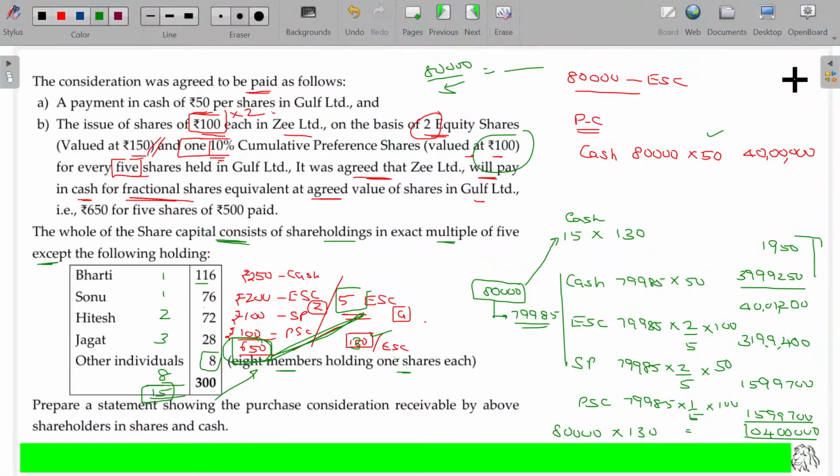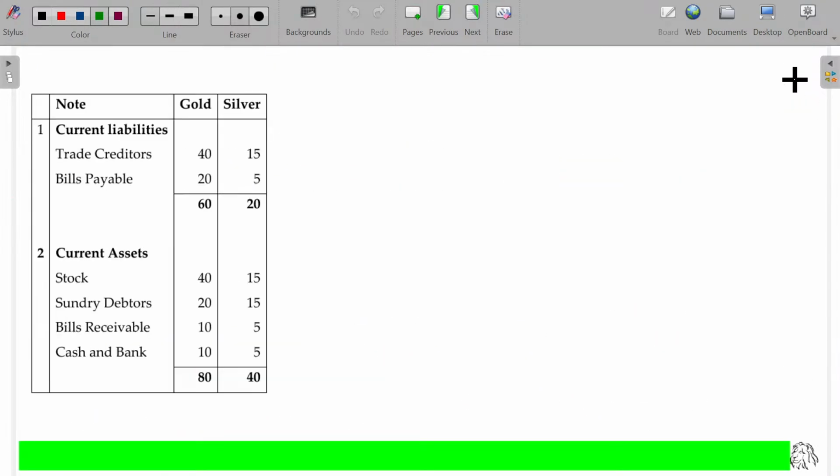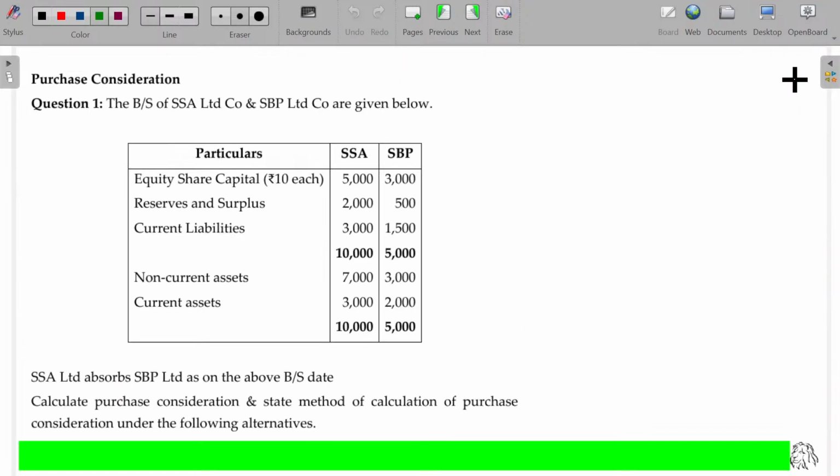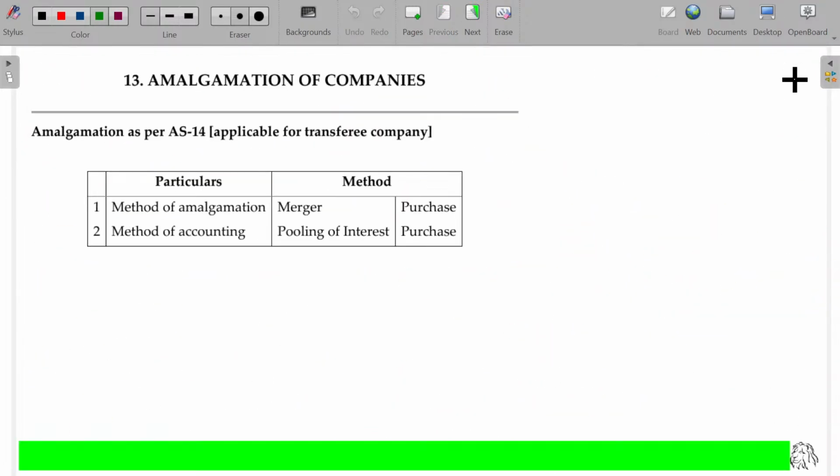We have completed all the aspects now. Let's summarize. Amalgamation as per AS 14. This AS 14 is applicable only for the buying company, the transferee company, not the selling company. The amalgamation could be in the nature of merger or purchase. If you confirm it is a merger, the pooling of interest method will be adopted.